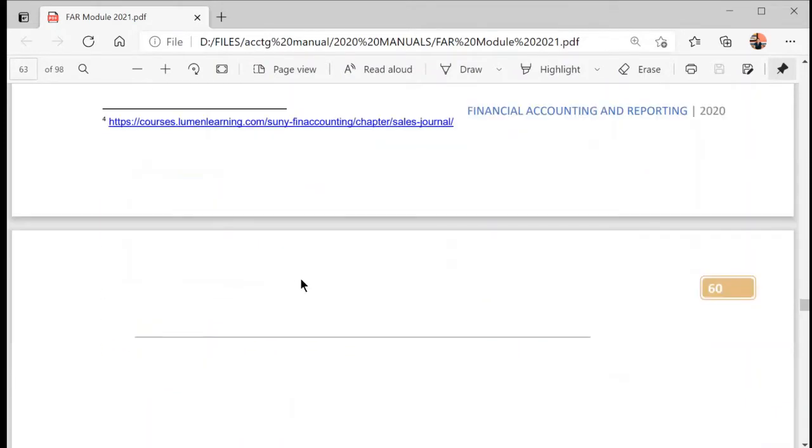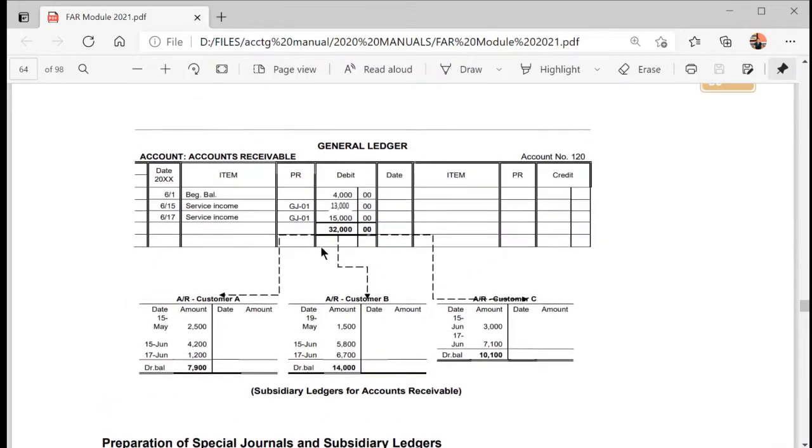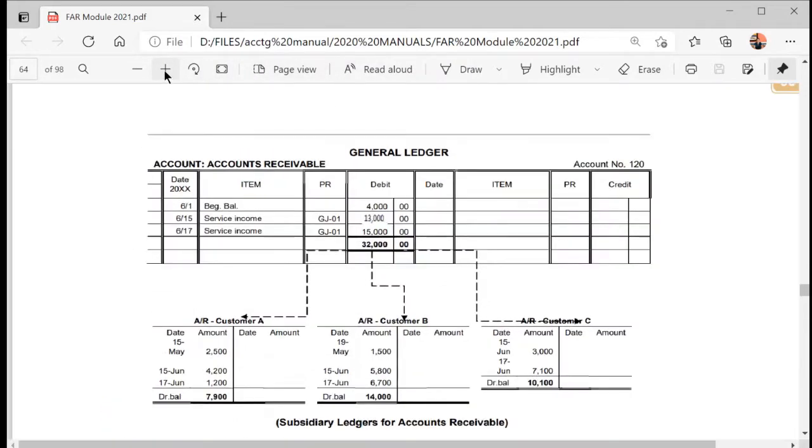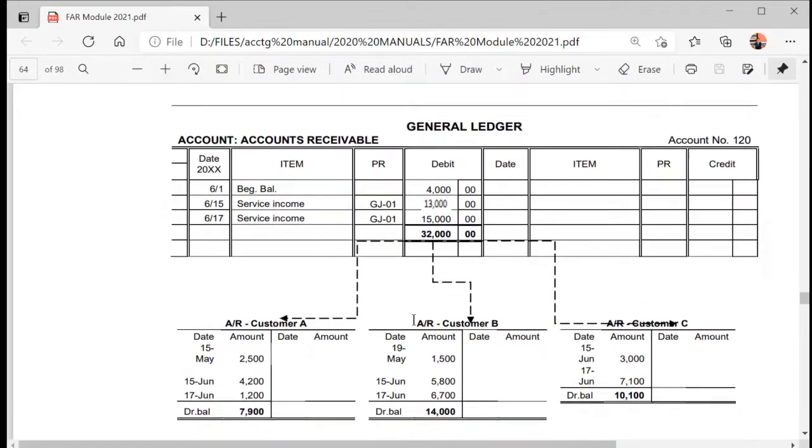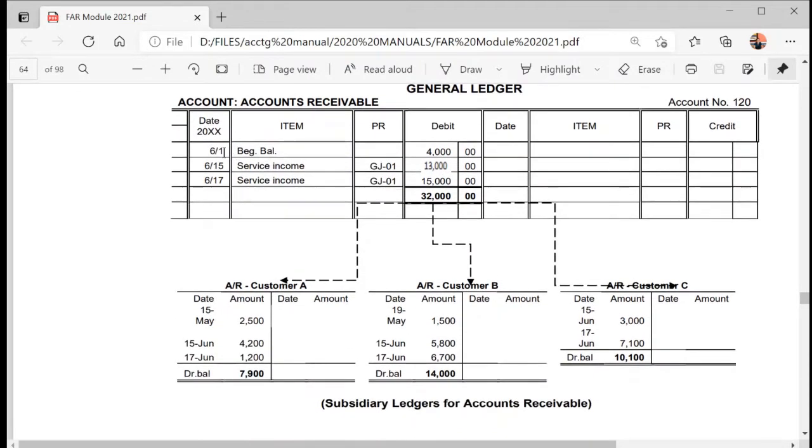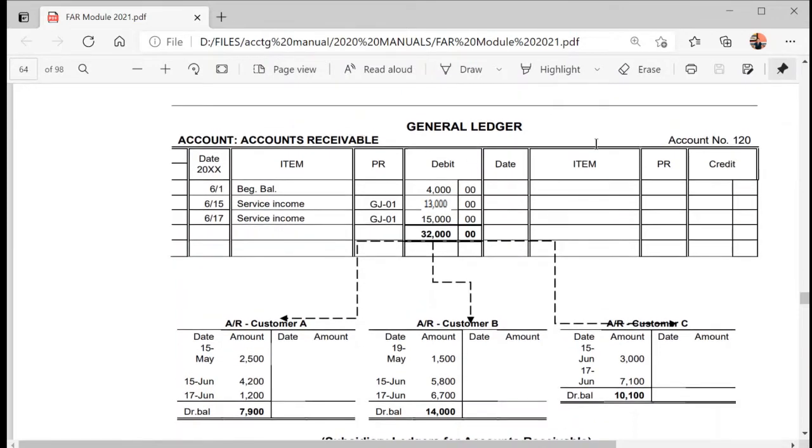So to illustrate, we have this general ledger for accounts receivable. Here we have the beginning balance. These are the columns. You have the items, the posting reference, the debit, and then we also have the credit side, and we also have the date, and then the item. Then we also have the account name, and the account number. And here are the transactions for the month.